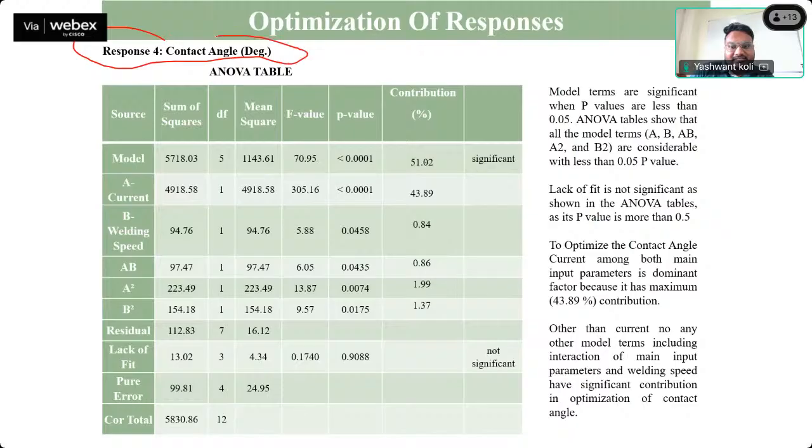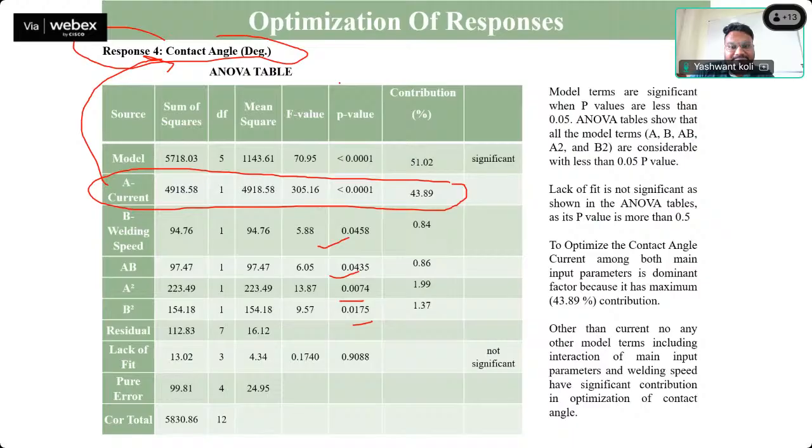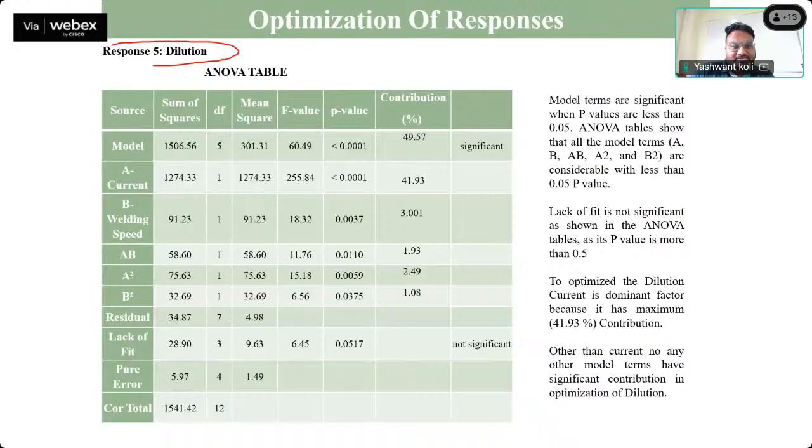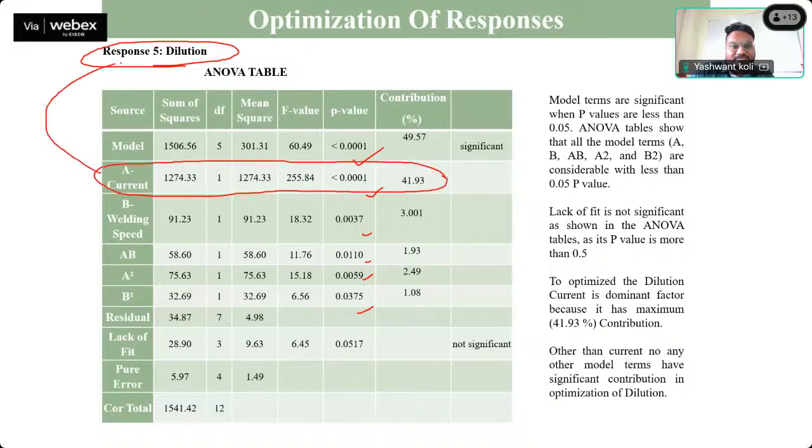Then the contact angle. Here also current is the dominant factor. You can see the p values are very low, and current is deciding the contact angle. So these are the different contours, everything that we can plot. This is the dilution factor. The p values are less than 0.05. So here again, current is the dominant factor for most of the responses.